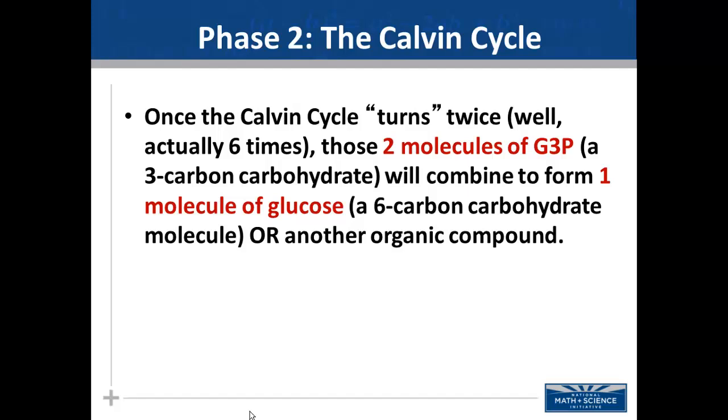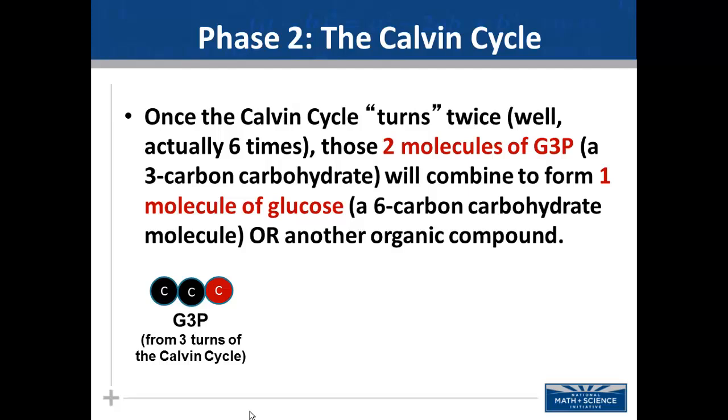And so when we talk about this, once the Calvin cycle turns twice, and it's actually 6 times, and we'll talk about that in just a quick second, those 2 molecules of G3P, the 3-carbon molecule that we just saw leave the group of 6, will combine to form 1 molecule of glucose. And remember that glucose is a 6-carbon carbohydrate molecule, or another organic compound. So we typically think of glucose, but the Calvin cycle provides pretty much all of the raw materials, the organic compounds that all organic compounds in the organism are going to be made from. So here's our G3P, and notice that I said from 3 turns of the Calvin cycle.